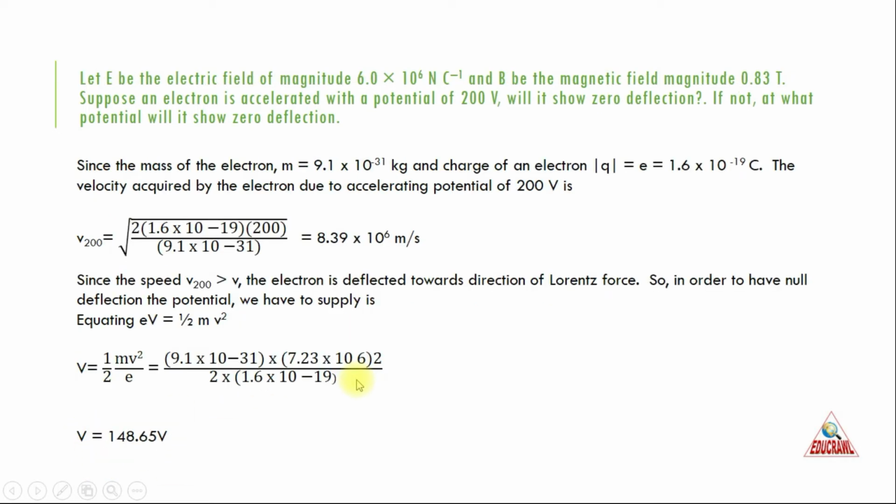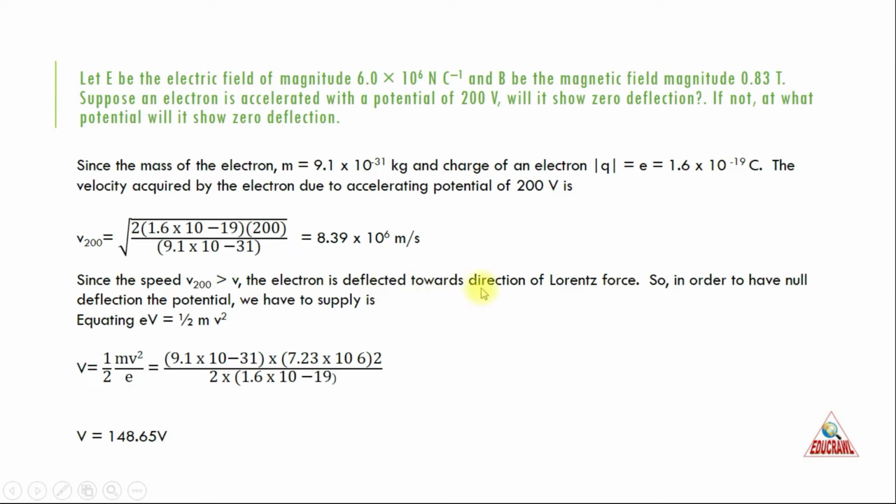When substituted, we get the value as square root of 2 into 1.6 into 10 power minus 19 into 200, the whole divided by 9.1 into 10 power minus 31. Simplifying this, we get the velocity as 8.39 into 10 power 6 meter per second. That is, the velocity of the electron when it is accelerated by a 200 volt potential is greater than the original velocity that we found first.